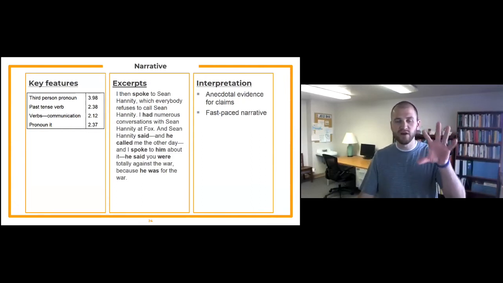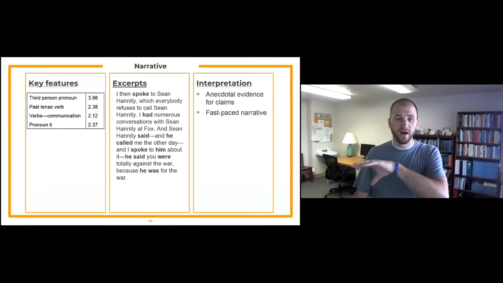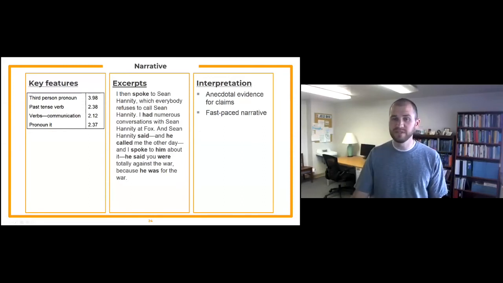The context here was related to whether Hillary Clinton was for the war in Iraq or not, but he takes this sidetrack and talks about a conversation he had with Sean Hannity. So we get anecdotal evidence for his claims and also this fast-paced narrative that we've seen in the keyword results.